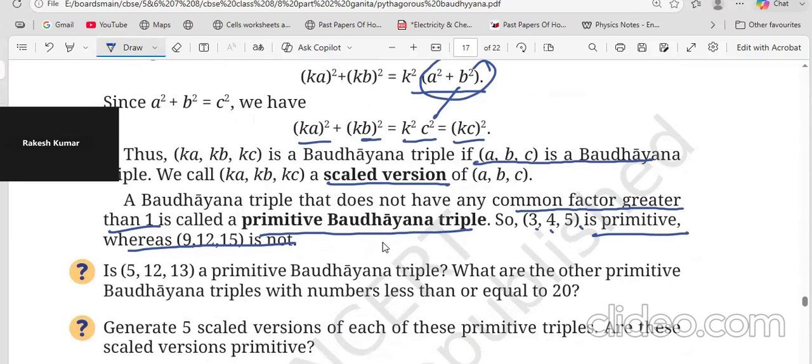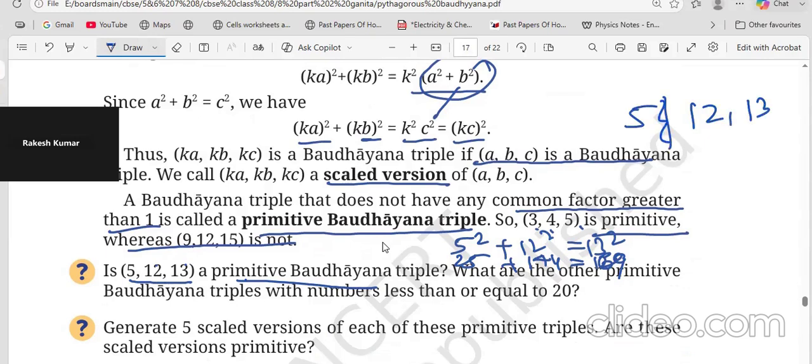So is 5, 12, 13 a primitive? Yes. First, you have to check whether 5 squared plus 12 squared is equal to 13 squared. Yes: 25 plus 144 is equal to 169. And is this a primitive? Yes, because it has only common factor 1. These are all prime numbers, at least except for 12, so there's no common factor other than 1. So this is a primitive.